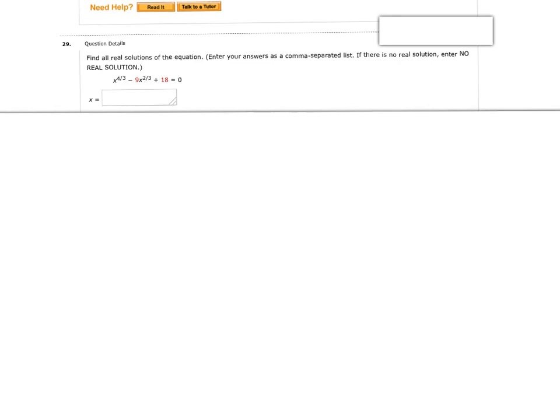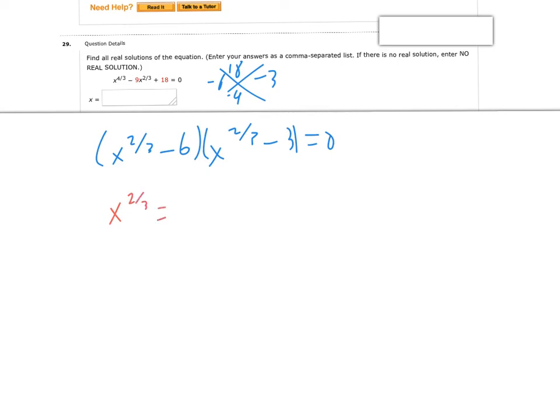All right, last up here I see I have fractional exponents. There's no GCF, but the second one is the half of the first one, so I can just do a diamond here. So I get let's see, -6, -3. So I get x to the 2/3 minus 6, x to the 2/3 minus 3 equals 0. So x to the 2/3 equals 6, x to the 2/3 equals 3. And then I can raise both of these to the 3/2 power.